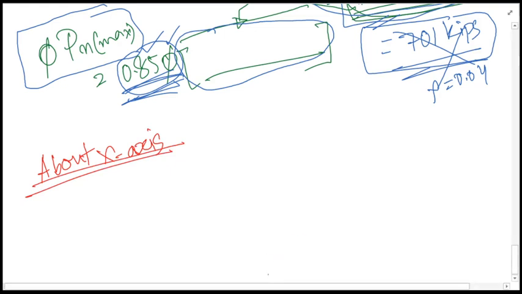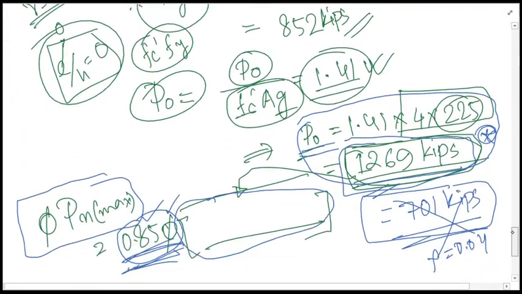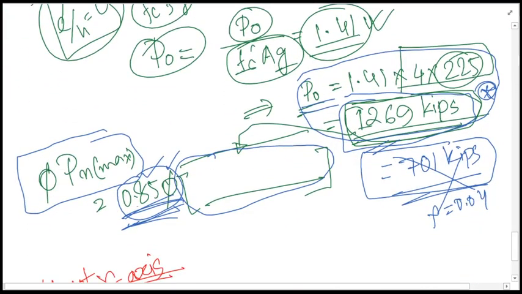Maybe you haven't seen it just because of the graph, so I'm again mentioning that if we haven't used this 0.85 and phi factor, you will be getting this 1269 kips. But if you multiply this value, that is phi equals 0.65 and 0.85 multiplied by 1269, you will be getting this 701 kips, and that is whenever you will be using rho equals 0.04.